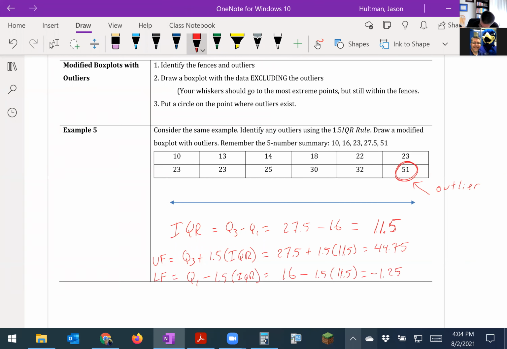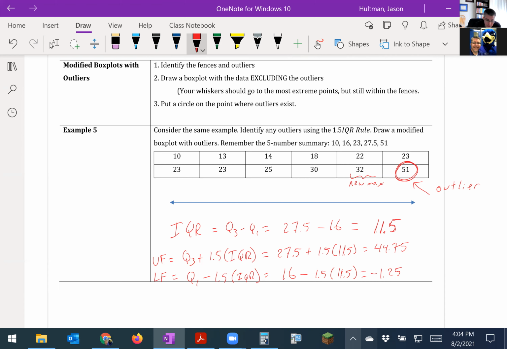Now here's how I would do the box plot. The outlier means that we have to change our whisker. We don't consider the outlier the max now. What we consider the max is the highest non-outlier, and that's 32. So 32 is our new max. We're going to include the outlier in our graph, but our new max is 32.